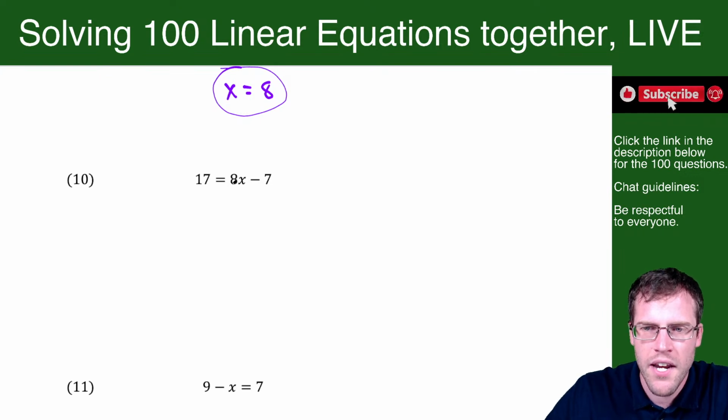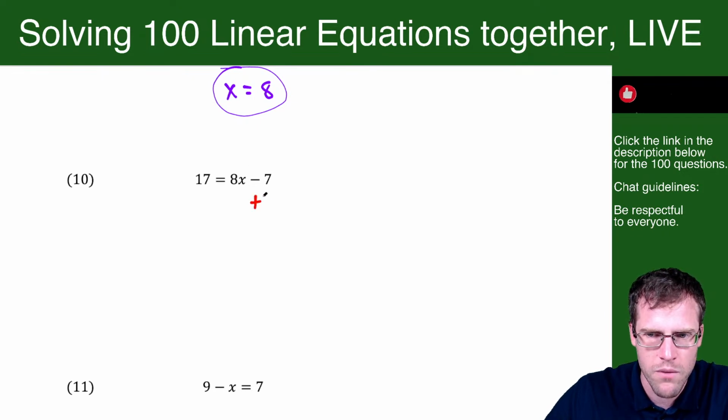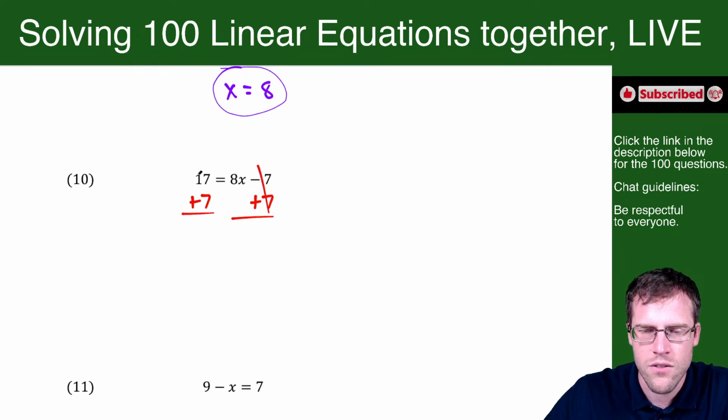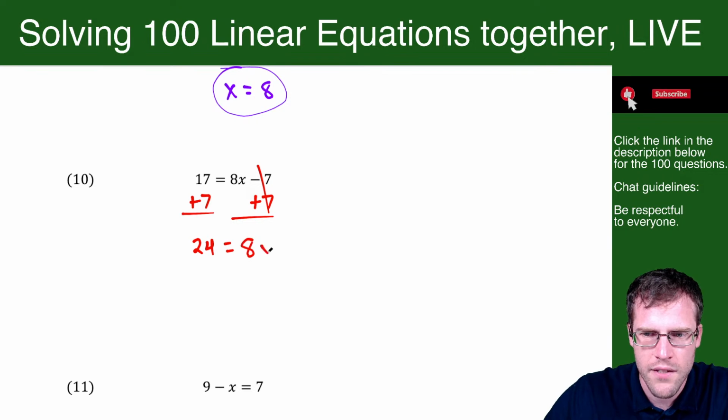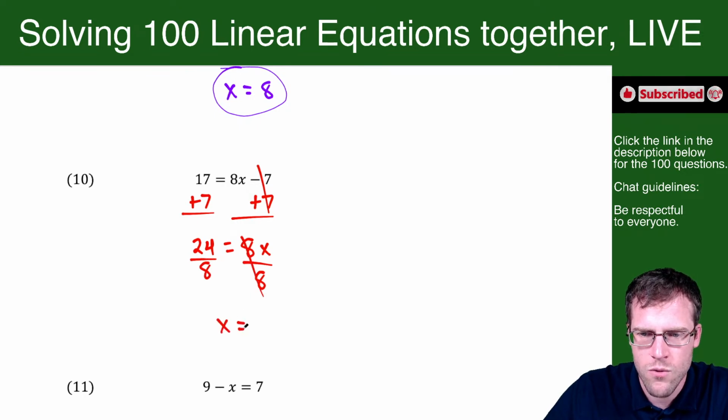So question 10, 8x minus 7 equals 17, or you could say it backwards, 17 equals 8x minus 7. That minus 7 is the first thing I want to move. I'm going to do plus 7 to both sides. These cancel, and 17 plus 7 is 24, and now this is equal to 8x. Then divide both sides by 8. Now you've got x equals 24 divided by 8, which is 3.